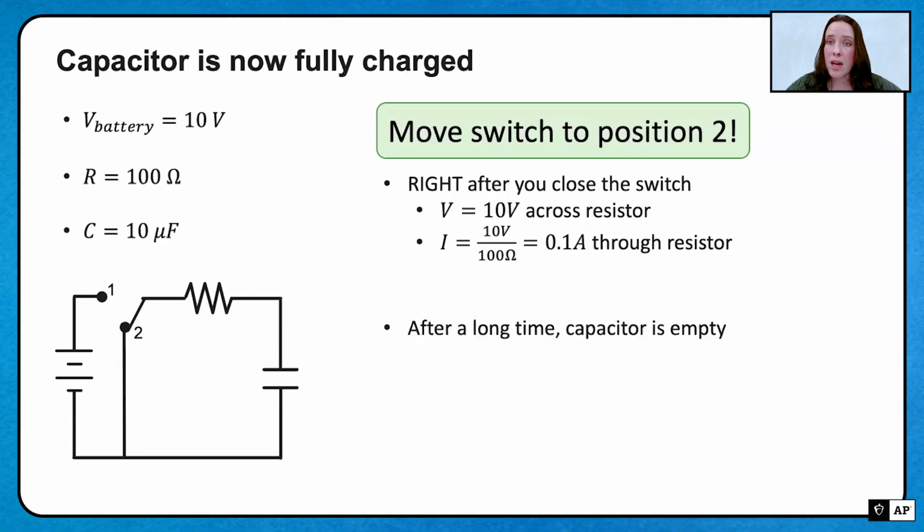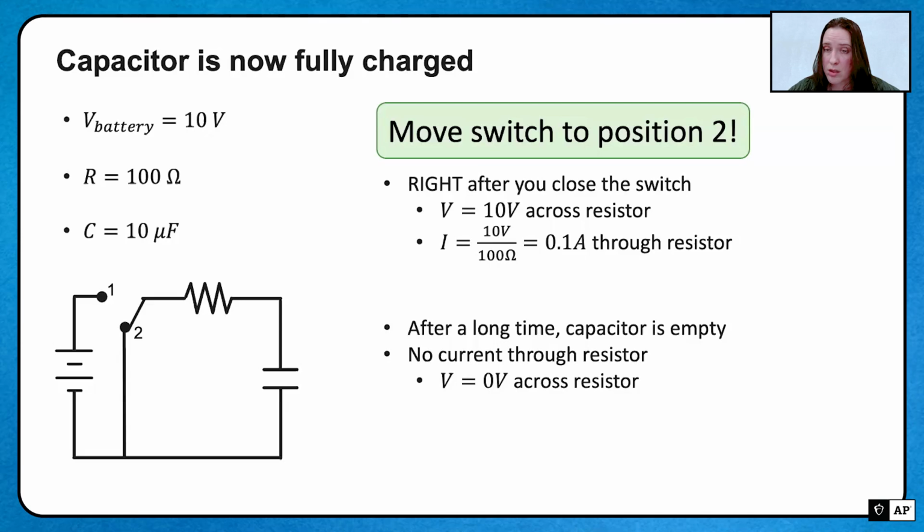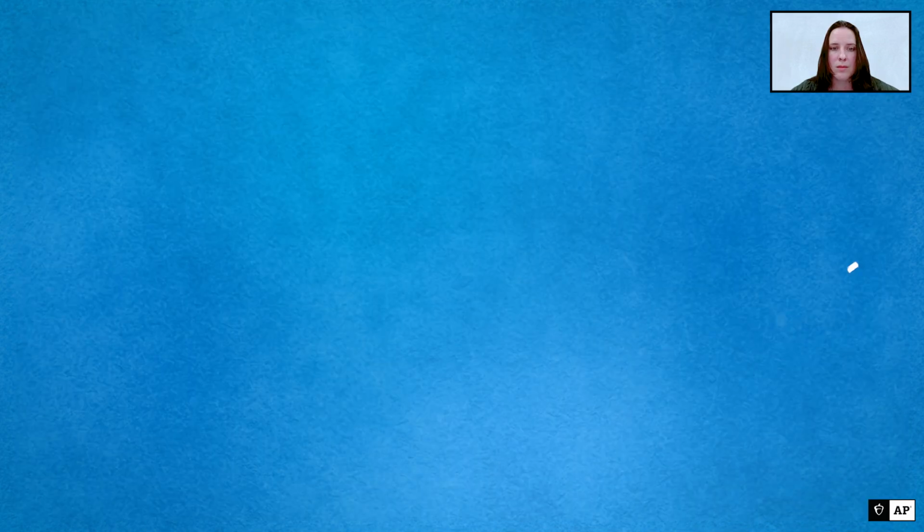After a really long time, our capacitor is empty, which means there's no more charge to move, which means there's no current. So there's no voltage across the resistor, and there's no voltage across the capacitor because everybody's empty. We're just hanging out, we're just neutral, nothing.